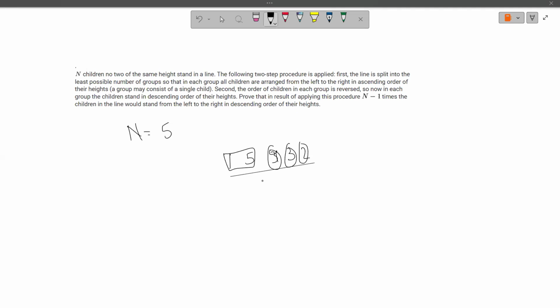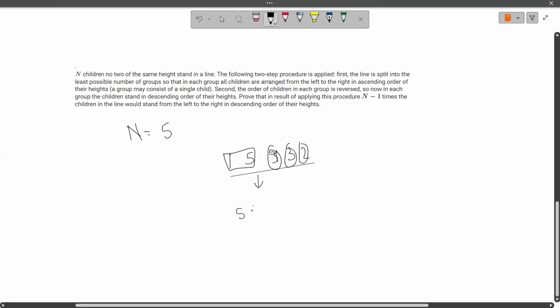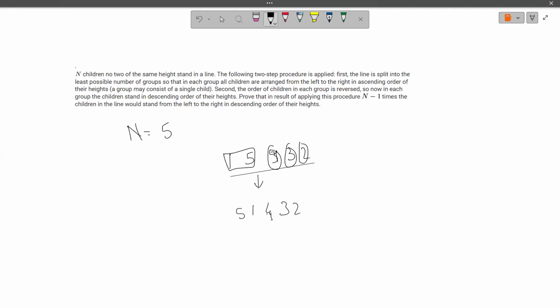Now we apply the process to this. We would get 5, 1, 4, 3, 2. We flipped this group, and as these are single elements, there is nothing to flip, so we keep them as they are. Then again, we do the same exact thing. You see that after some time the biggest number comes to the complete left, so you can just leave the biggest number and induct down.